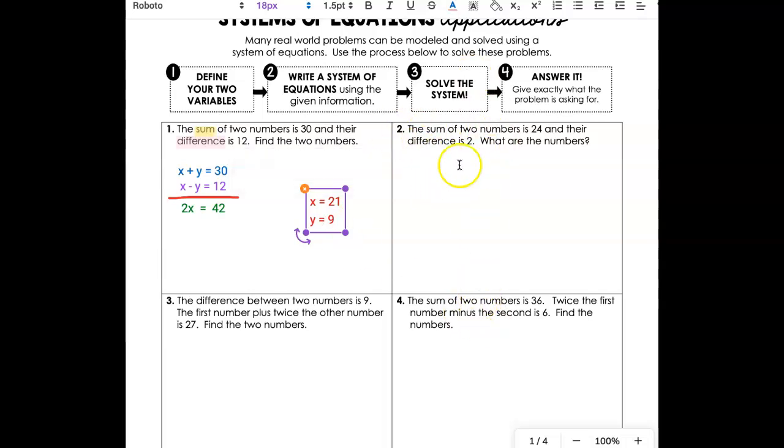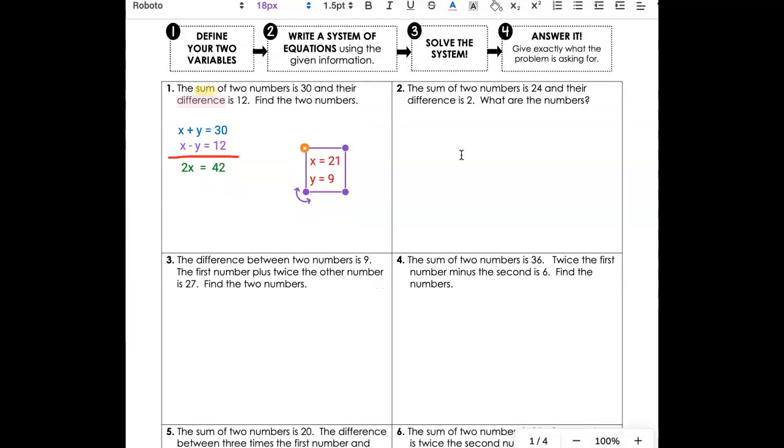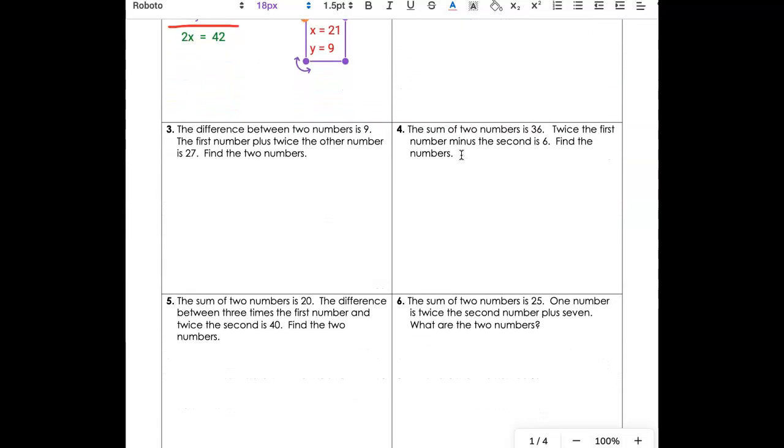Alright, number 2, you'd set up and solve the same way. So just x plus y, and then the other one would be x minus y. Once you get to 3 and 4, it gets a little bit different because now they're adding more in.